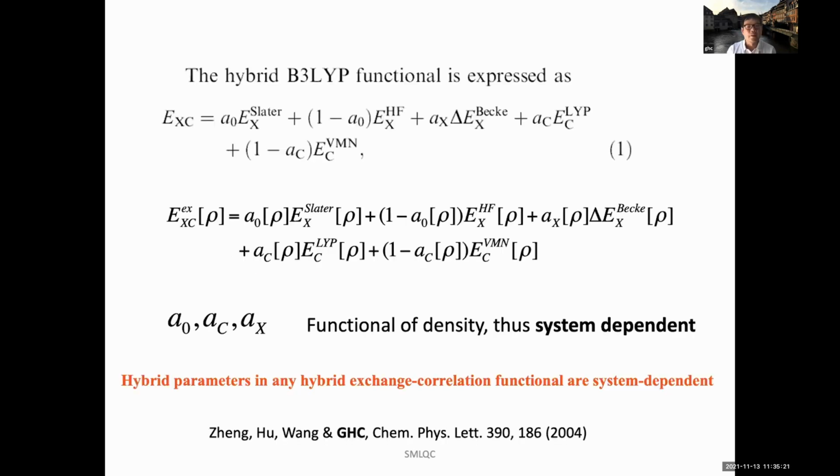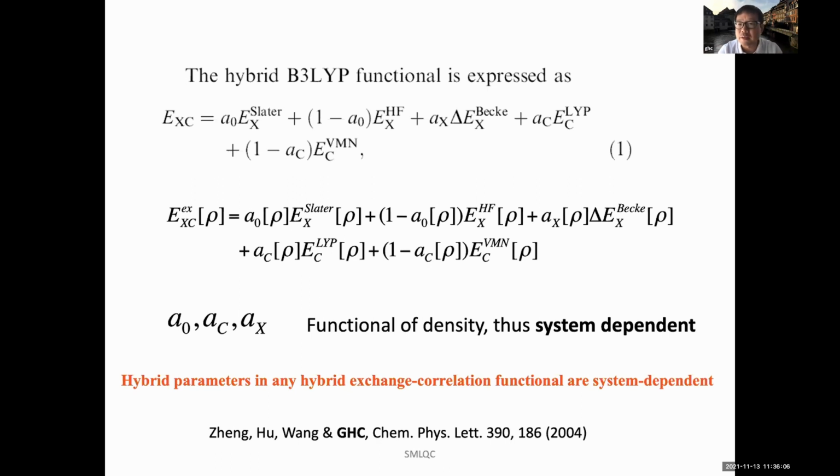Let's look at B3LYP, the popular functional. The exchange correlation energy is a hybrid, with many terms. In particular, there are three parameters, A0, AX, and AC, which are roughly 0.8, a mix of different functionals. This is given, and we use it as a universal form for any calculation. If you do B3LYP, that's what you use.